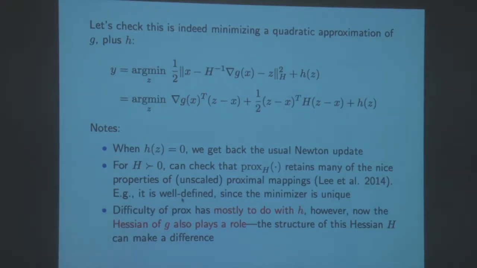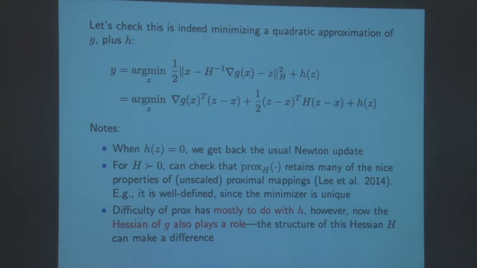And here's an interesting twist on what happens in proximal Newton. The difficulty of the prox is mostly to do with h. Right? It's mostly the case that h is going to determine the difficulty here. However, the smooth part still plays a role, and it plays a role through its Hessian. So the structure of the Hessian could actually influence the difficulty of this subproblem a lot. With a gradient, whether the gradient was sparse or dense didn't matter. Really, the prox didn't change in difficulty for proximal gradient.